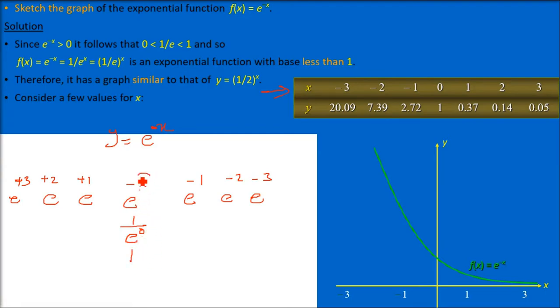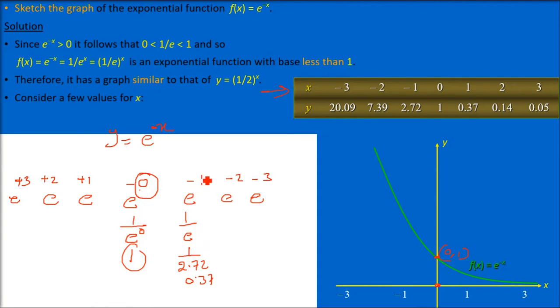So e to the power 0, anything to the power 0, is 1. See, the point 0, 1 will always be there in all the exponential functions. So e to the power minus 1 is 1 by e, 1 by 2.72. So 1 by 2.72 is going to give you 0.37. That is e to the power minus 1.